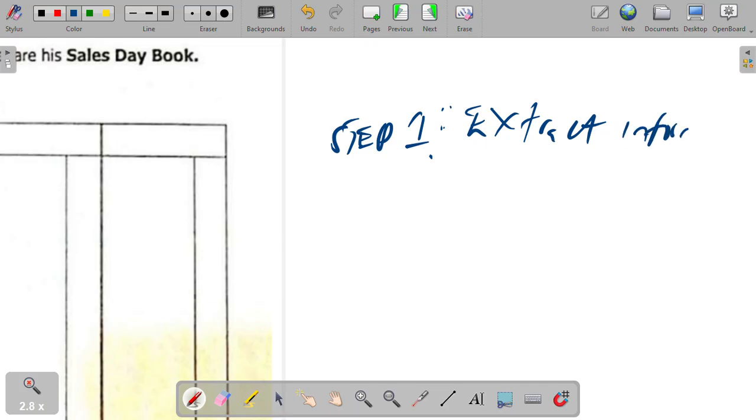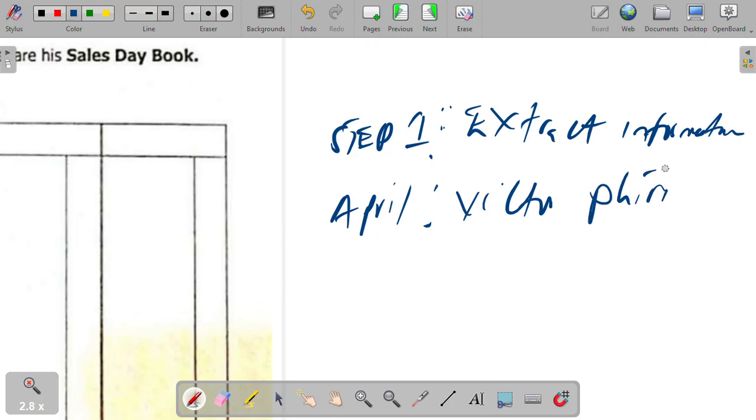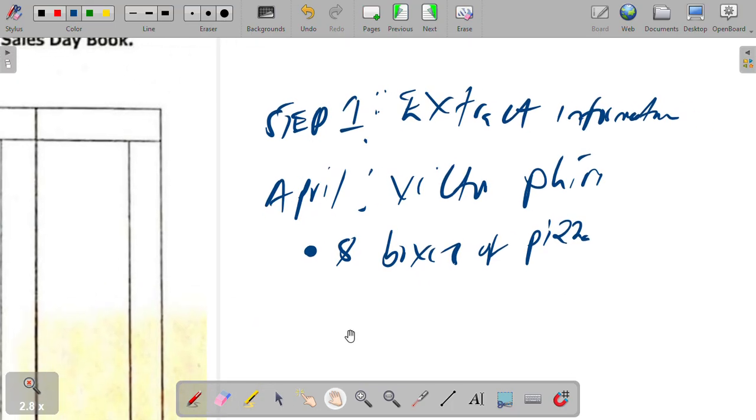Extract information. Okay, what is this information? On the 1st of April, we read that Victor Piri, what happened? 8 boxes of what? Of pizza. He bought 8 boxes of pizza.